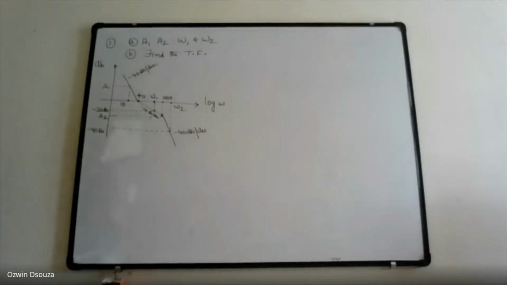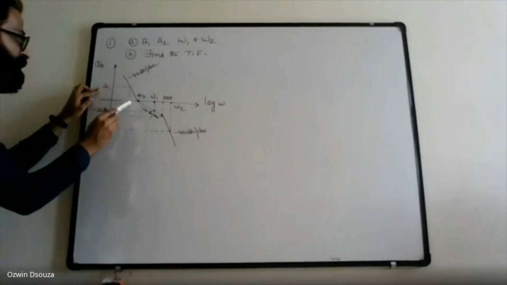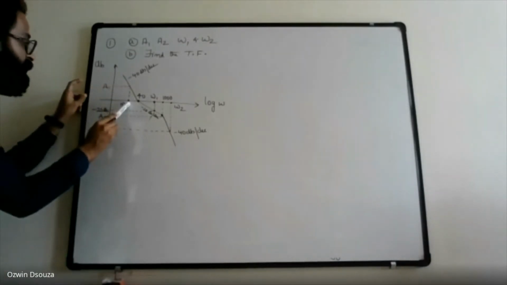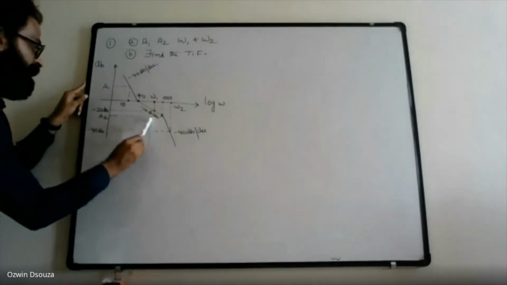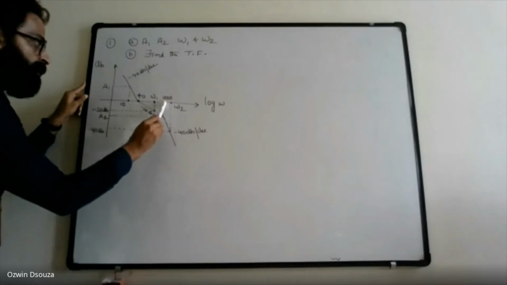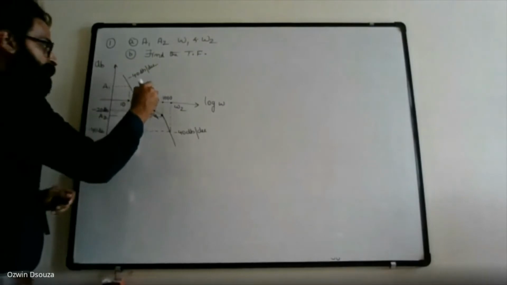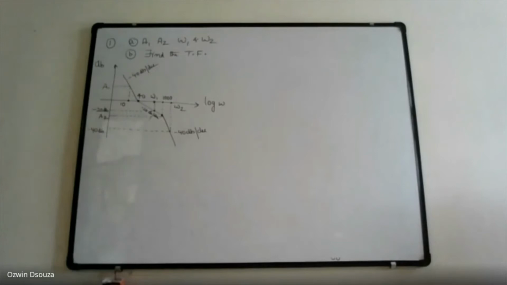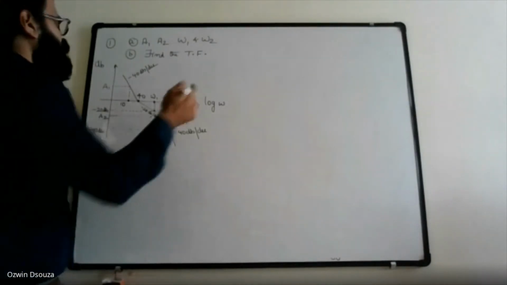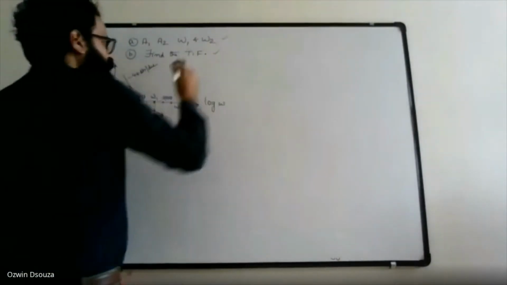All right, so you have to determine A1. A1 needs to be determined at omega equal to 10 radian per second, and A2 needs to be determined at omega equal to 1000 radian per second. Okay, and then you have to find what is omega 1 and omega 2. So these things you need to determine from the Bode plot. So that's the first task, finding the unknowns, and the second task is to determine the transfer function.